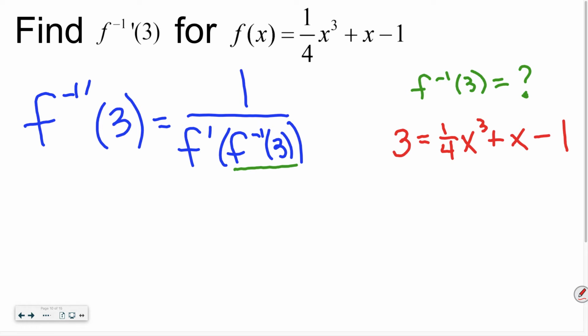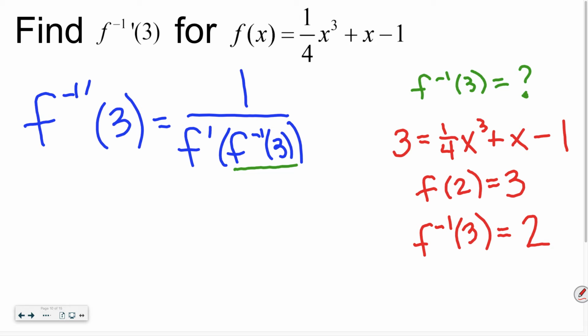Okay. So what we just decided: if I plug 2 into our function, we get 3. Do we agree with that? Which means, if we plug 3 into our inverse, we should get 2. All we do with inverses is we take x and y and switch them. So let's come over here. We know that f inverse of 3 is 2.